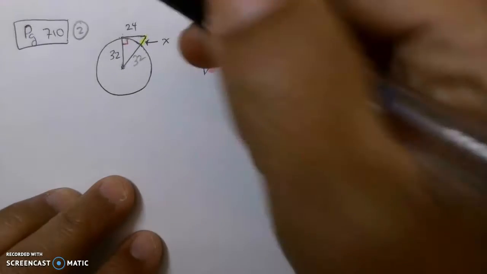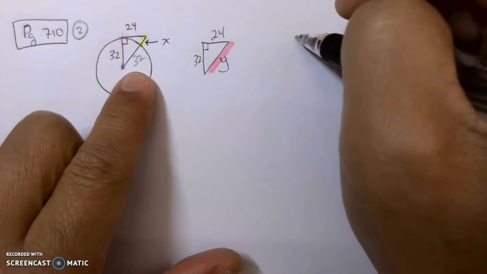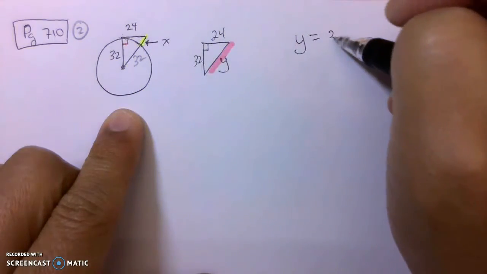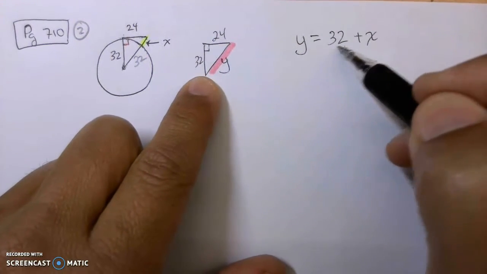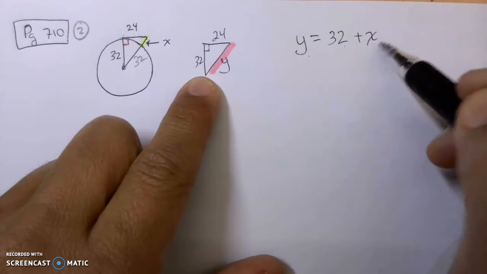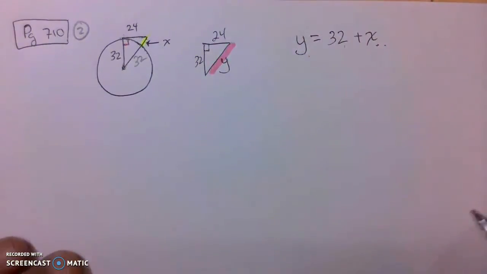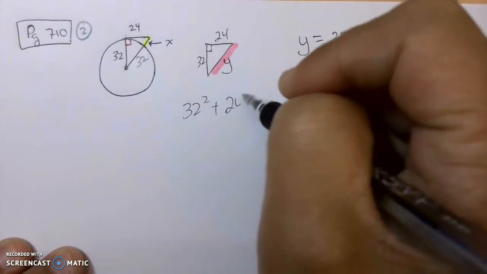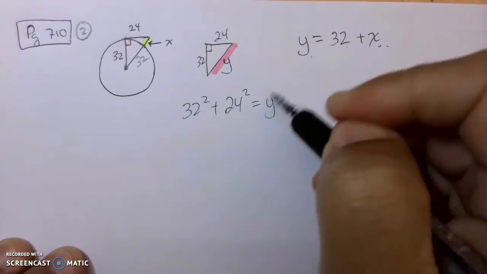And then once I know this entire letter y, what I want to do is, y is basically the 32 plus the x. So whatever I get here for y, I'm just going to minus the 32 from it, and then I'll solve for x, which is just this outside portion here in yellow. Okay, so then it's Pythagorean theorem here. 32 squared plus 24 squared is equal to the entire hypotenuse squared, y squared.